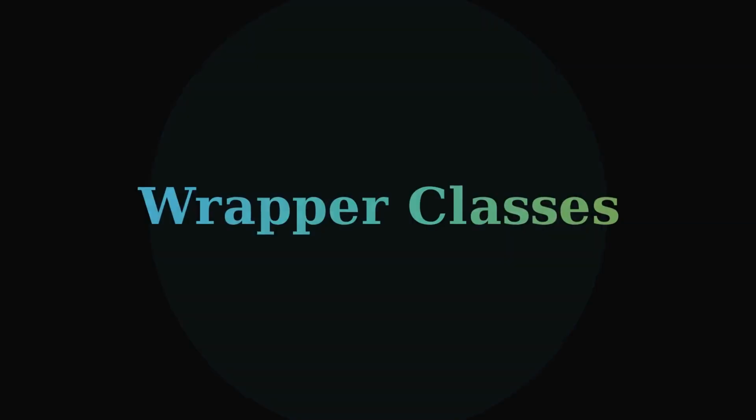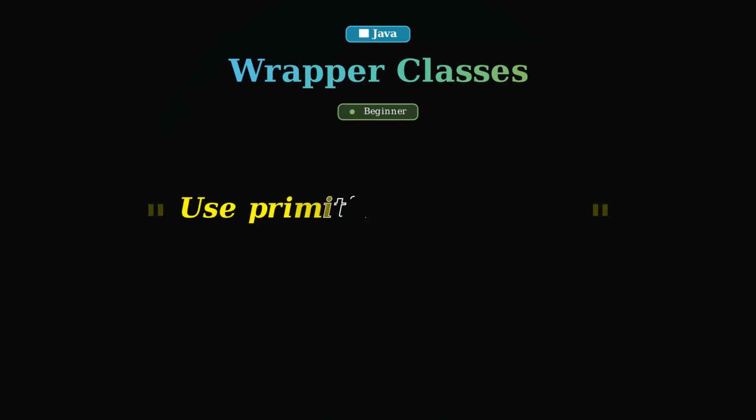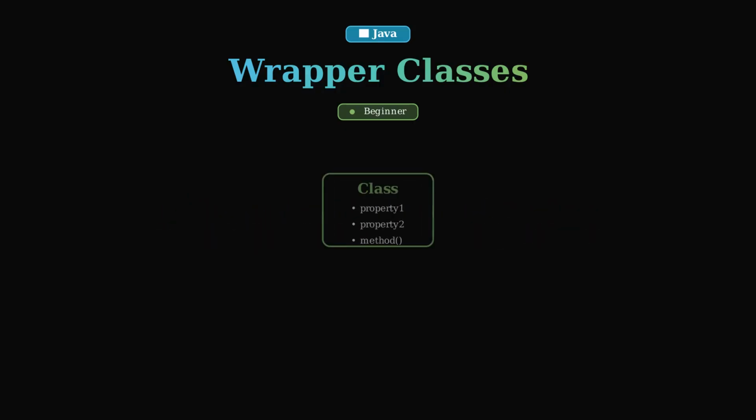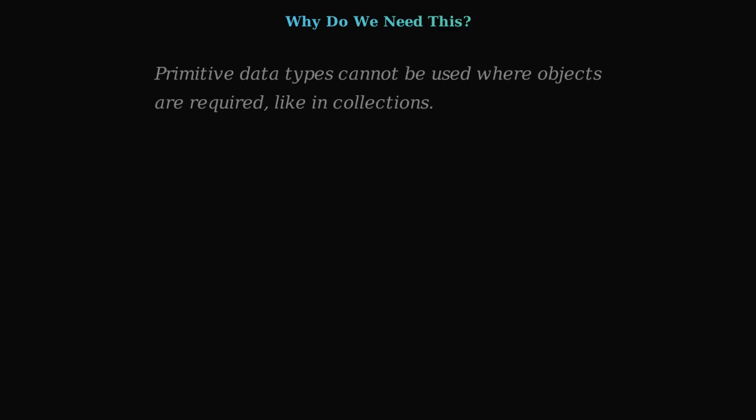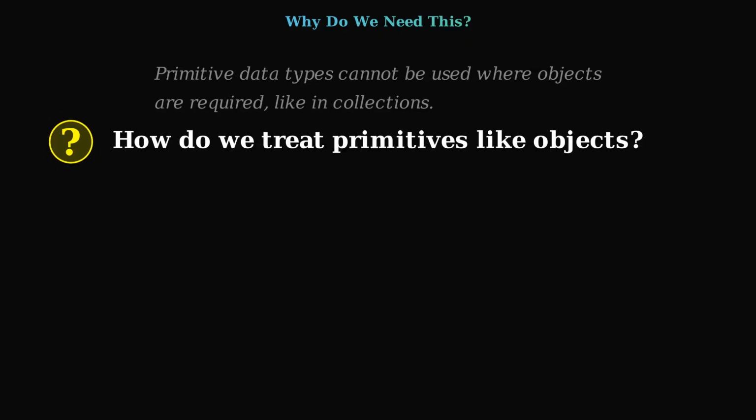Welcome to wrapper classes. Use primitives as objects. Here is what we will learn. Let's get started. Why do we need this concept? Primitive data types cannot be used where objects are required, like in collections. How do we treat primitives like objects?